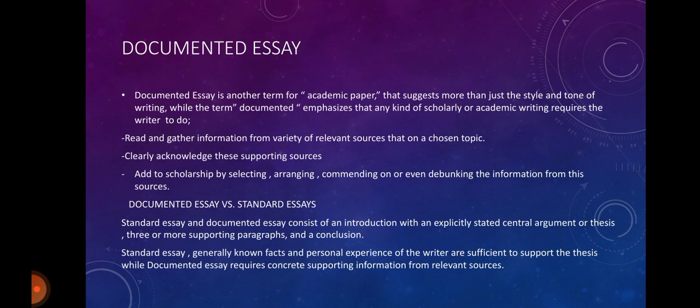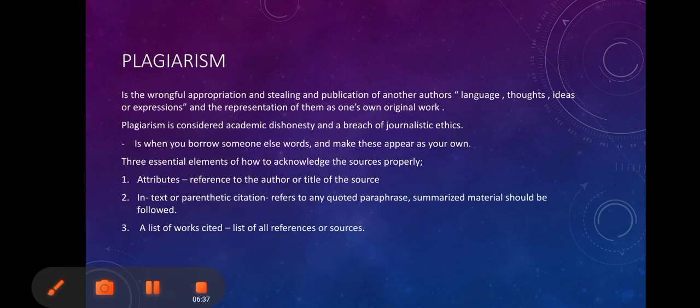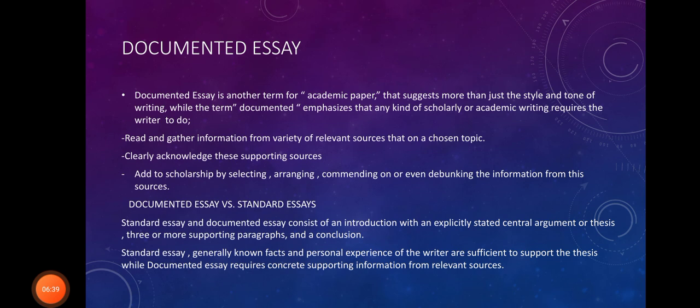Documented essay. Documented essay is another term for academic paper that suggests more than just the style and tone of writing, while the term documented emphasizes what any kind of scholarly or academic writing requires the writer to do: read and gather information from a variety of relevant sources on a chosen topic; clearly acknowledge these supporting sources; and add to scholarship by selecting, arranging, commenting on, or even debunking the information from these sources.